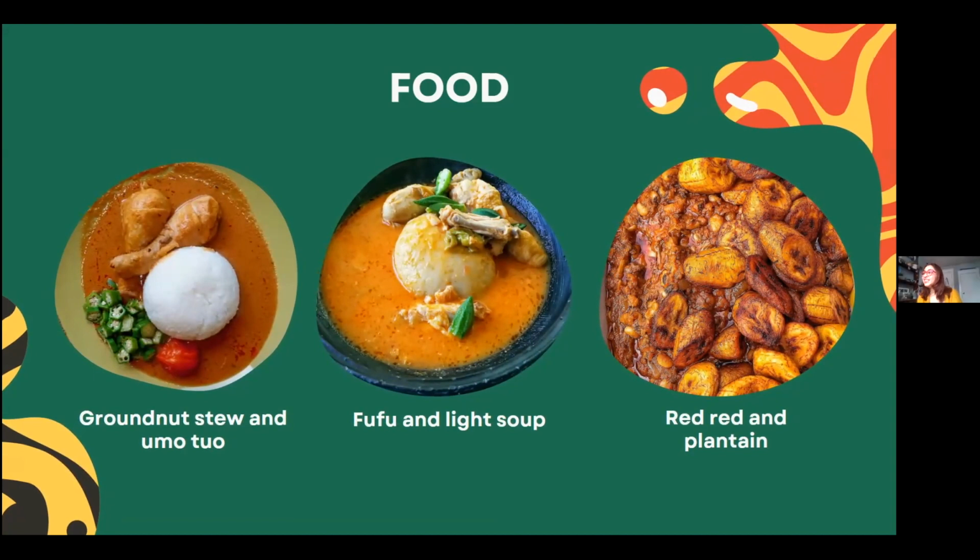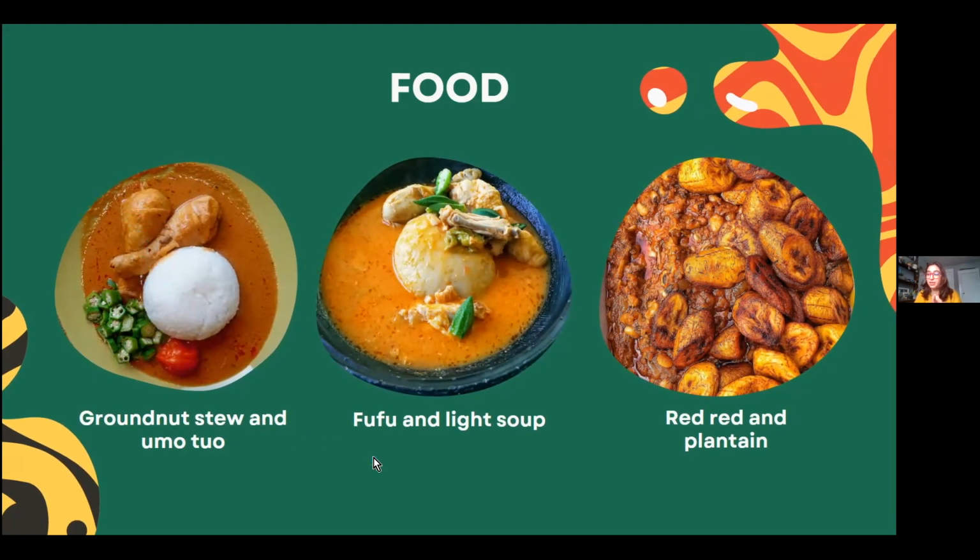And here you could see the delicious food that you're gonna get to eat. These heal your soul and make you whole. My favorite one is the first one, groundnut stew and omo tuo, which is like a peanut butter stew. And you eat it with steamed rice. And here you could see probably guinea fowl or chicken.